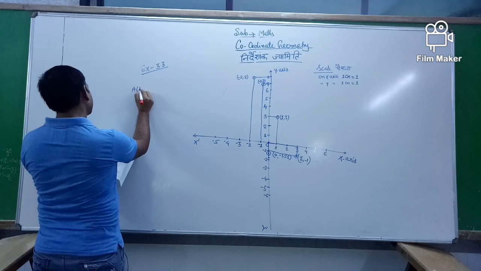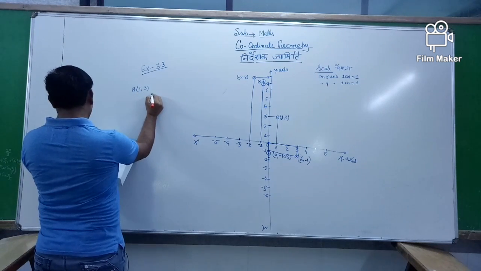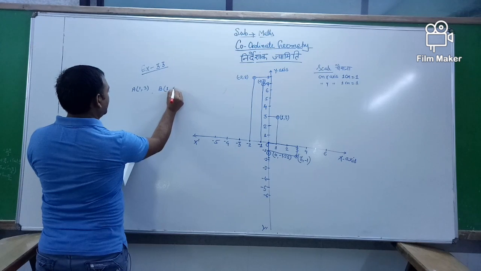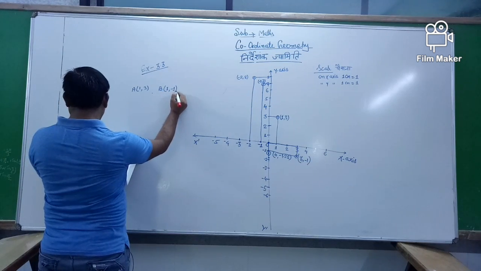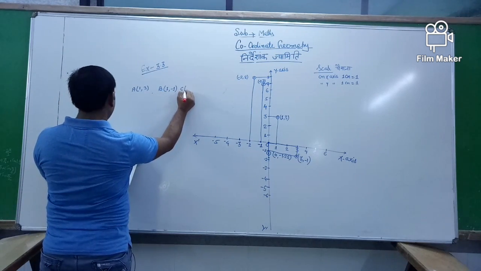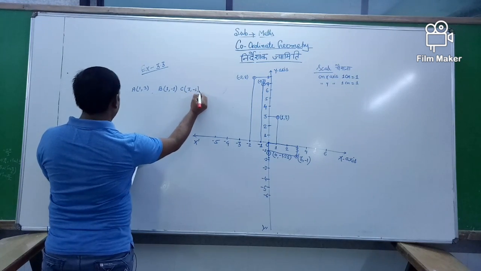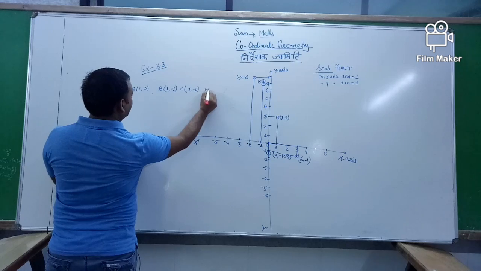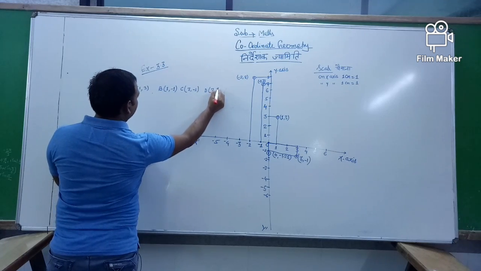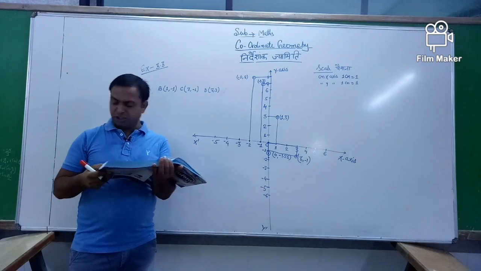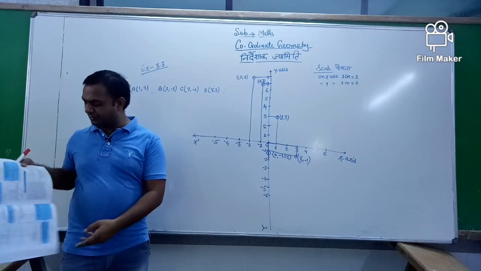A, the coordinates are (1, 3), and B is (1, minus 1), and the point C is (7, minus 1), and the point D is (7, 3). If you join these points in order, then what is the figure?